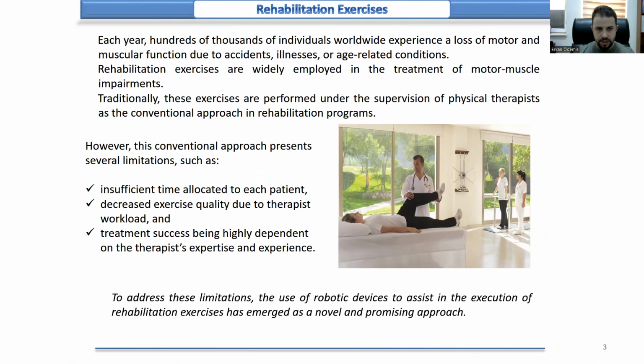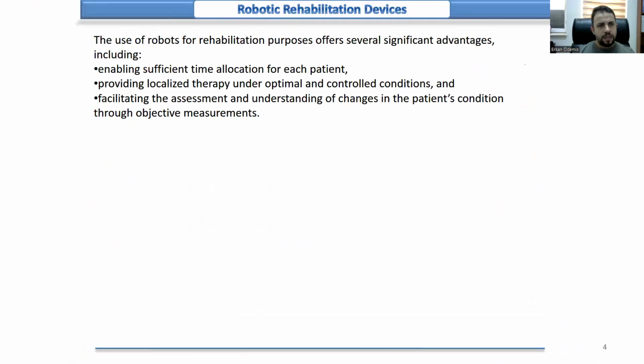To address these limitations, the use of robotic devices to assist in the execution of rehabilitation exercises has emerged as a novel and promising approach. The use of robots for rehabilitation purposes offers several significant advantages, including enabling sufficient time allocated for each patient, providing localized therapy under optimal and controlled conditions, and facilitating the assessment and understanding of changes in the patient conditions through objective measurements.